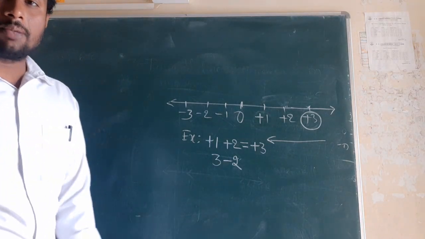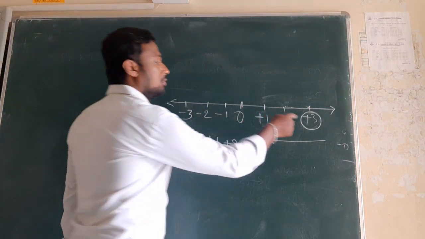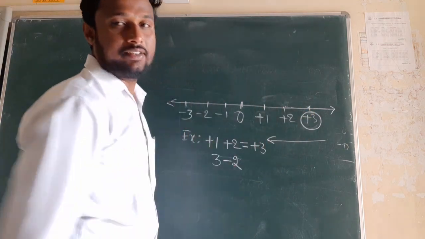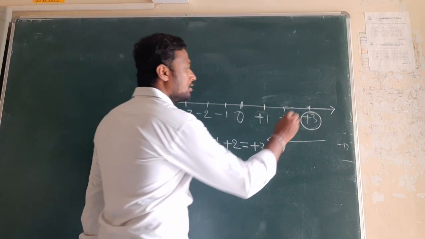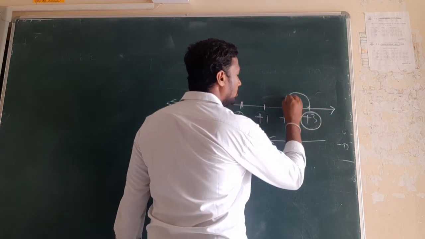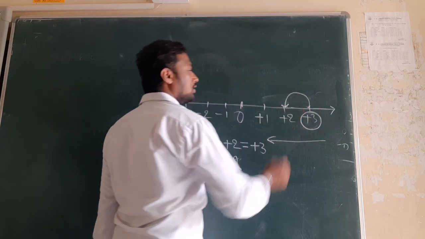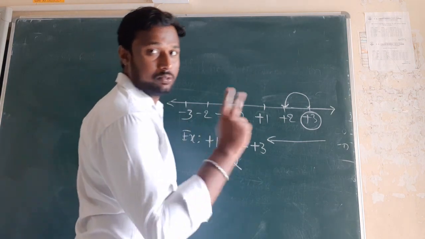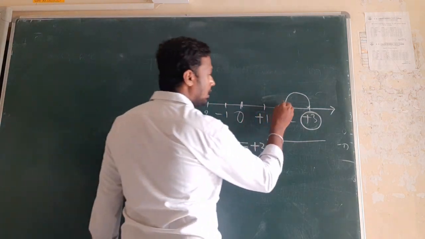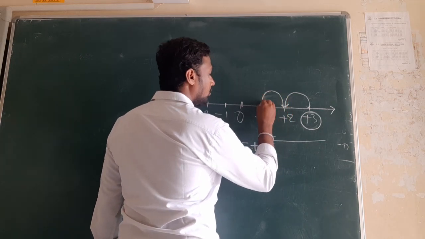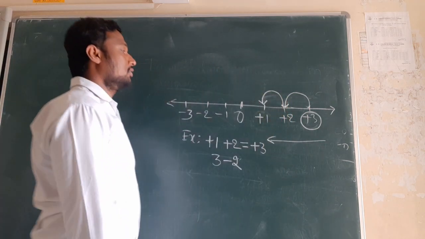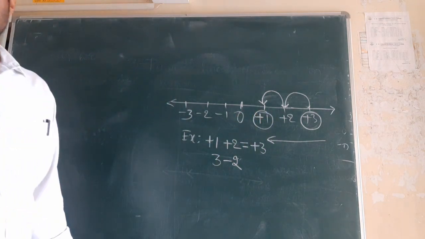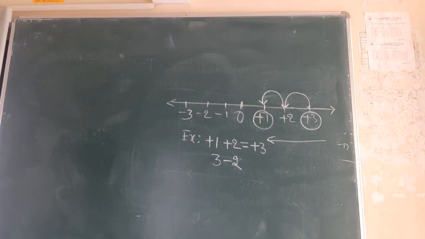How many times are you subtracting? 2 times. So from this plus 3, I will move 2 times towards the left hand side because we are subtracting. So first step, I will move here. So here we got the first step. Again I will move because here we have minus 2. 2 times I have to move. Again I will take another step towards the left side. So this is our answer. What did we get? Plus 1. Or you can write it simply 1 only.